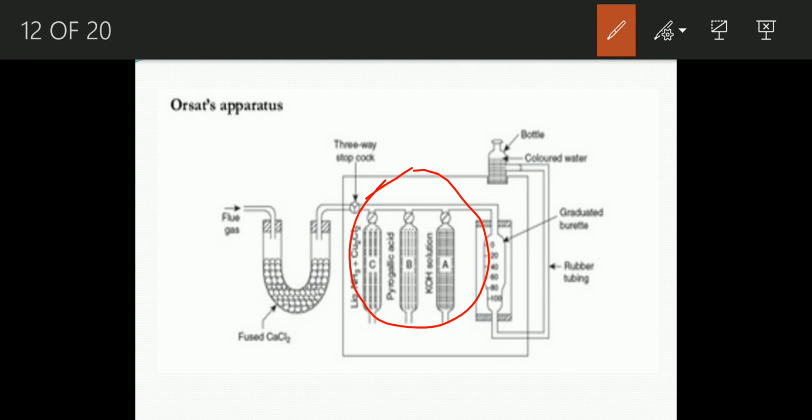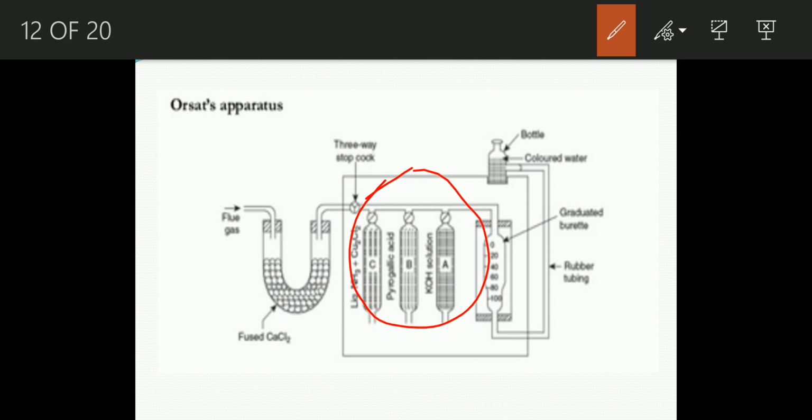Containing suitable absorbing solutions to absorb the different gases selectively. In the A bulb, potassium hydroxide solution is taken, which will absorb carbon dioxide. The B bulb contains alkaline pyrogallol or alkaline pyrogallic acid, which absorbs oxygen and carbon dioxide. In C bulb, ammonical cuprous chloride solution is taken, which absorbs carbon monoxide, oxygen and carbon dioxide.